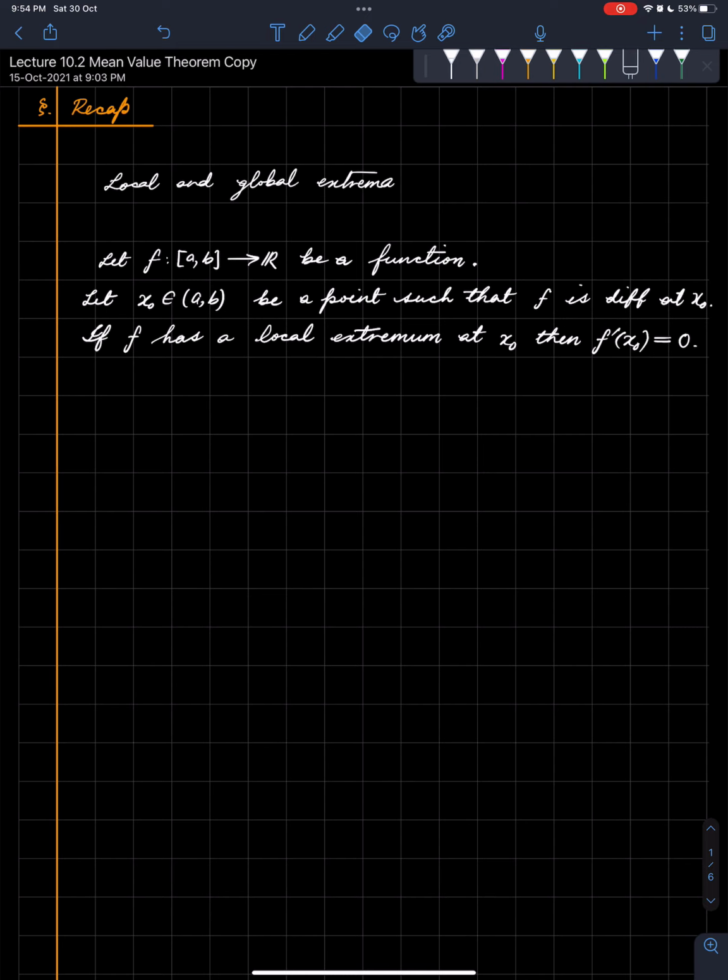Last time we defined the notions of local and global extrema, and we proved a lot of things, but one of the things that we proved was the following. Suppose you have a function defined on the closed interval a comma b, and you have a point x naught in this open interval such that f is differentiable at that point and f has a local extremum at that point, so either a local minimum or a local maximum, then the derivative of f at that point vanishes. So we'll use this today, and what we'll be discovering today is the mean value theorem, which is a list of very interesting theorems in mathematics, and they're really very interesting.